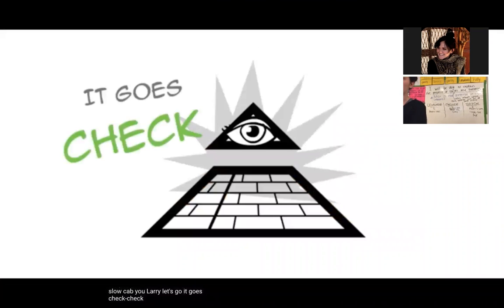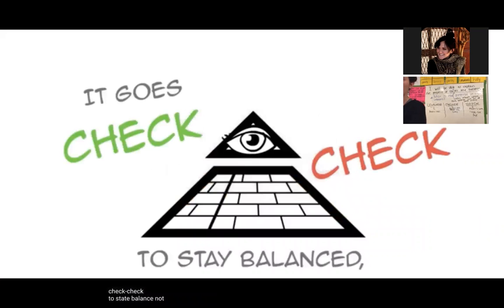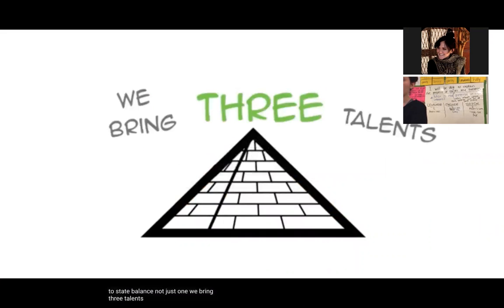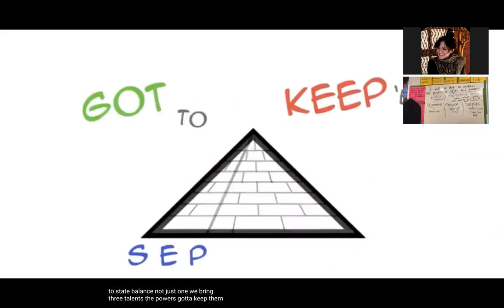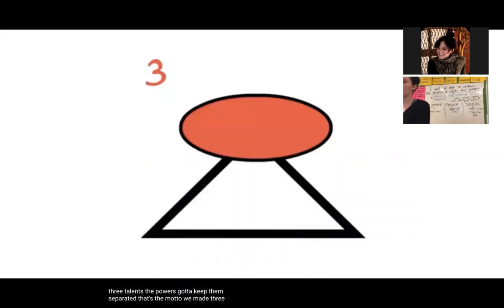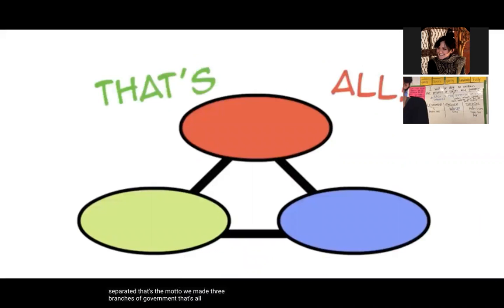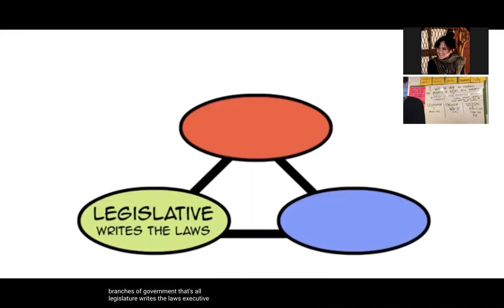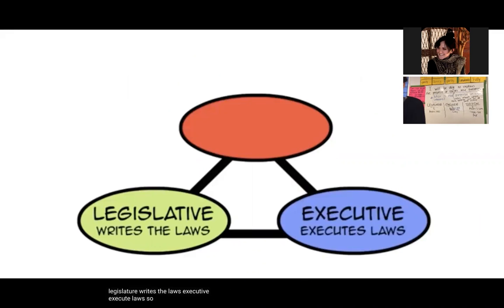It goes check, check. Two state ballots, not just one. We bring three talents to powers. Gotta keep them separated. That's the motto we made. Three branches of government, that's all. Legislative writes the laws. Executive executes laws from official. The court system is judicial.